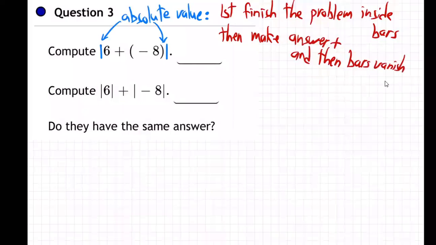So first, you do the problem that's inside the bars. Get your answer, and then the bars make it positive, and they vanish. So the bars make positive whatever's inside them, and then they vanish. So what's going to happen here is this is going to equal absolute value. And now what is 6 plus -8?